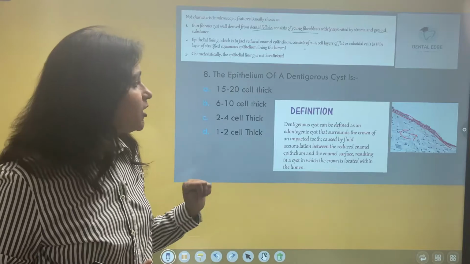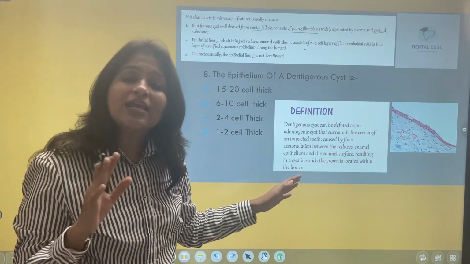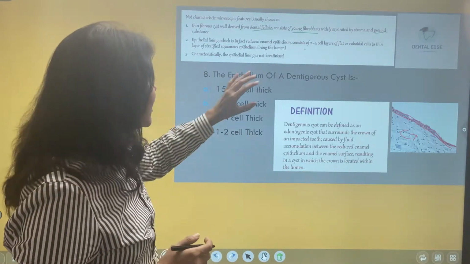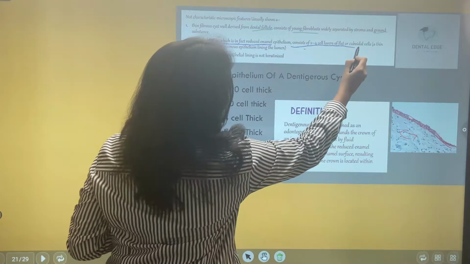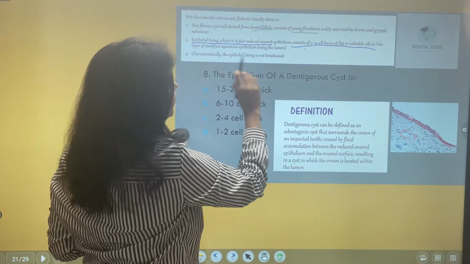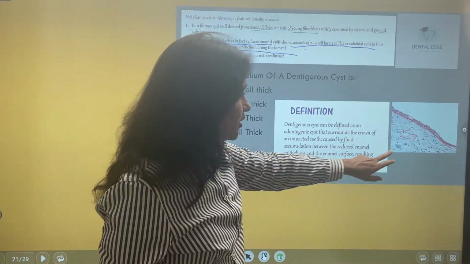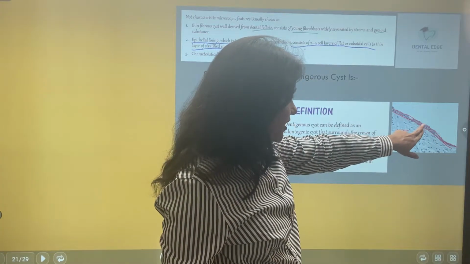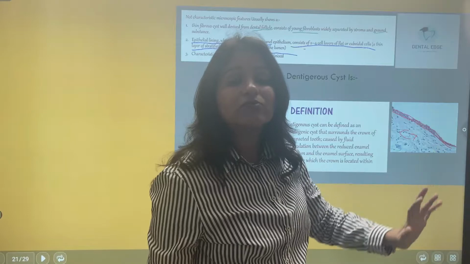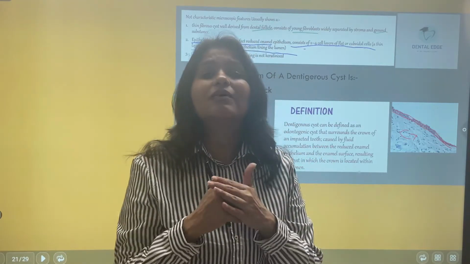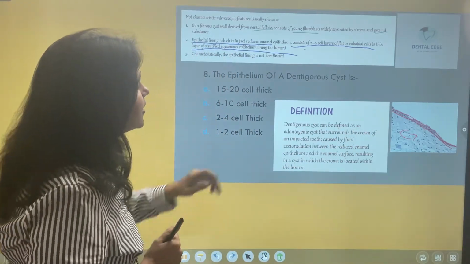So coming to the histopathology of a dentigerous cyst, as I told you, it is formed by fluid accumulation between the enamel surface and the reduced enamel epithelium. The epithelium lining, which is in fact reduced enamel epithelium, consists of 2 to 4 cell layers of flat or cuboidal cells, a thin layer of stratified squamous epithelium lining the lumen. This is the reduced enamel epithelium that surrounds the crown of a tooth, between which and the enamel surface fluid has accumulated and the cyst is formed. So it is 2 to 4 cell layers thick.